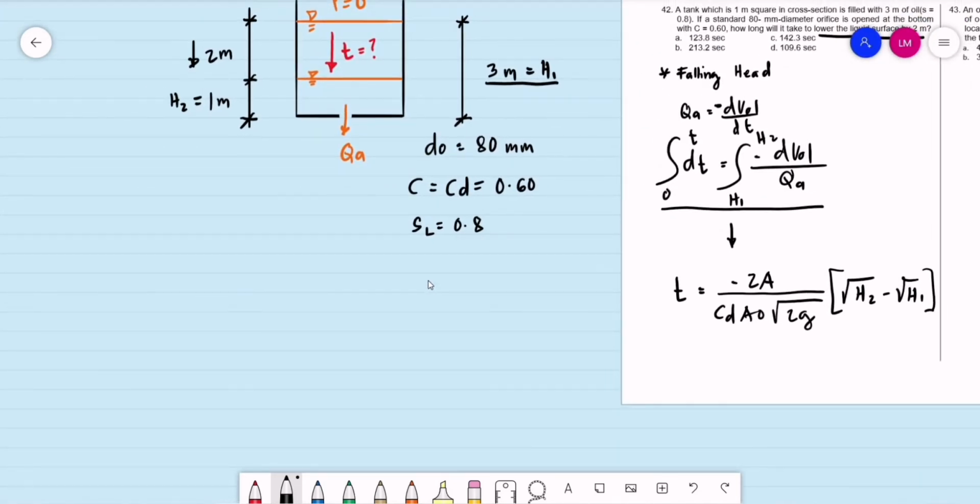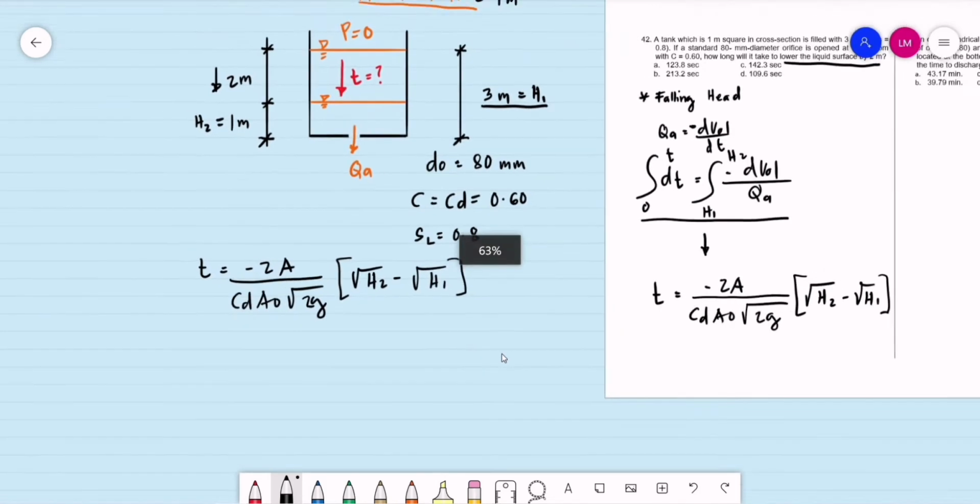Again, yung gagamitin natin na formula sa case na to, falling head: time is equal to negative twice the area divided by the coefficient of discharge. Sa ibang reference, C, sa iba naman, C sub D, multiplied by the area of the orifice, the square root of 2g, and then multiplied by the square root of the final head minus the square root of the initial head. Okay, so we substitute.